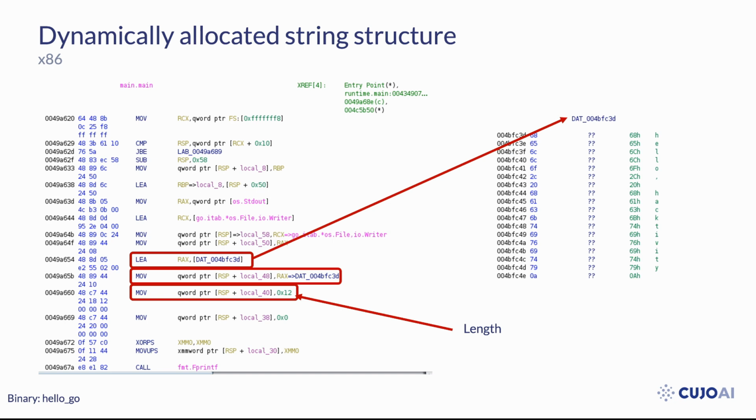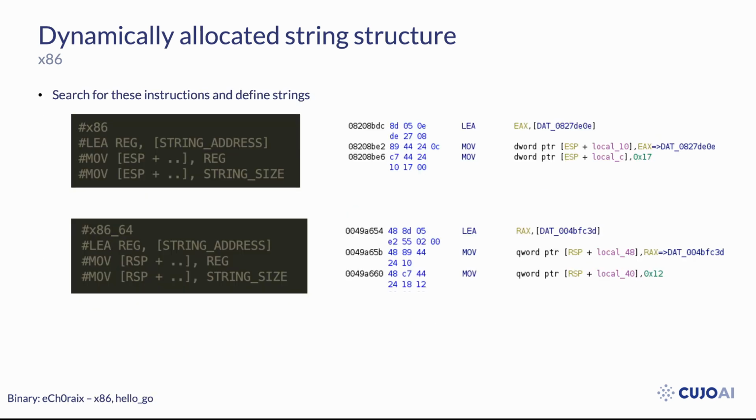So it starts with putting the address of the string to a register and then placing this in the stack. And finally, we also put the length to the stack. What you can see on the right side is that this string is not defined. This is why we couldn't find it among the defined strings within Ghidra. So the idea of the script is to search for these instructions and use this information to define our strings.